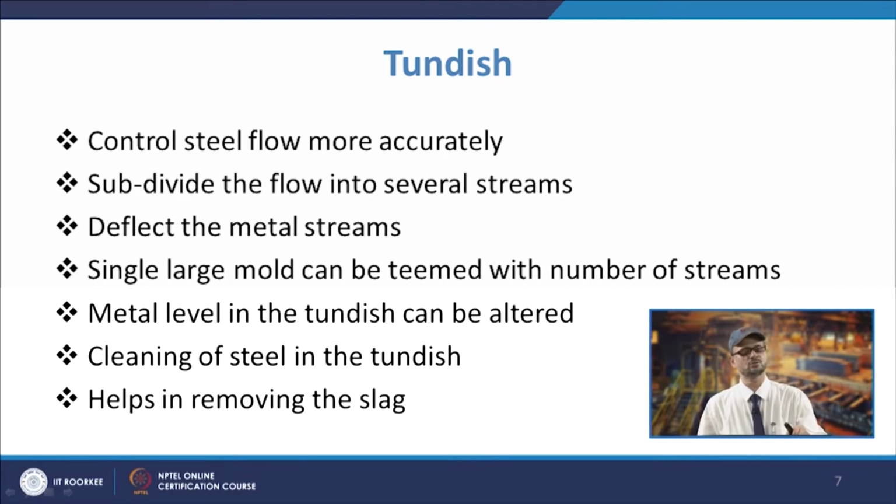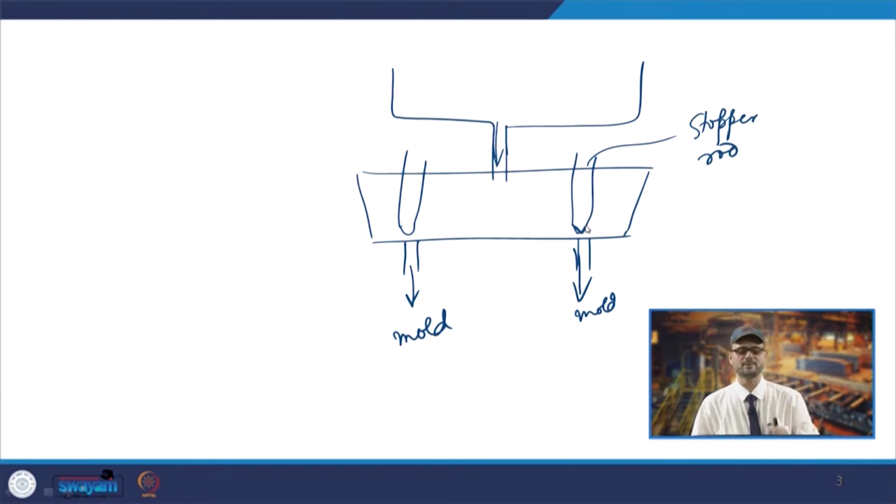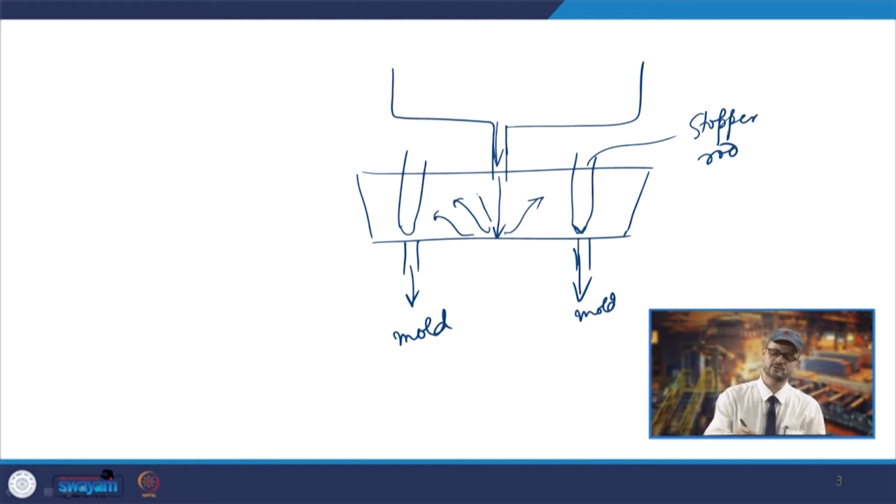Now, coming to dividing the flow into several streams. When the flow comes here and strikes, the metal goes from here like this, and from here like this. So, this way the metal moves in different streams. You may have 2 strand, 4 strand or 6 strand. The metal is divided into different streams in different directions, depending upon the configuration of the tundish also.